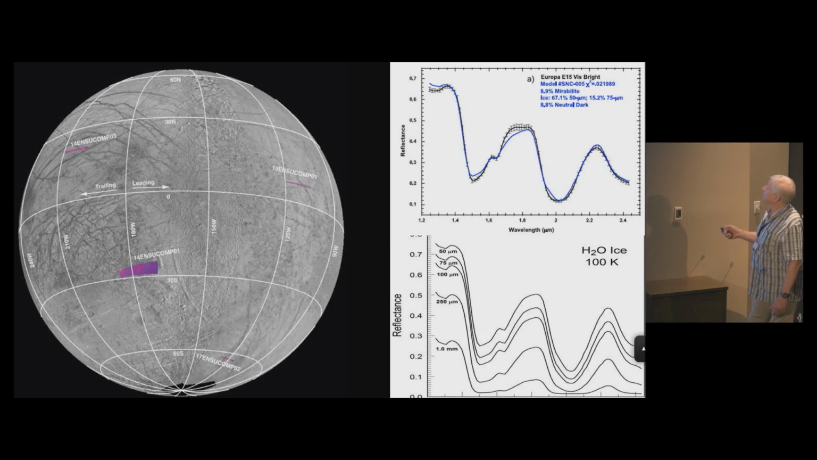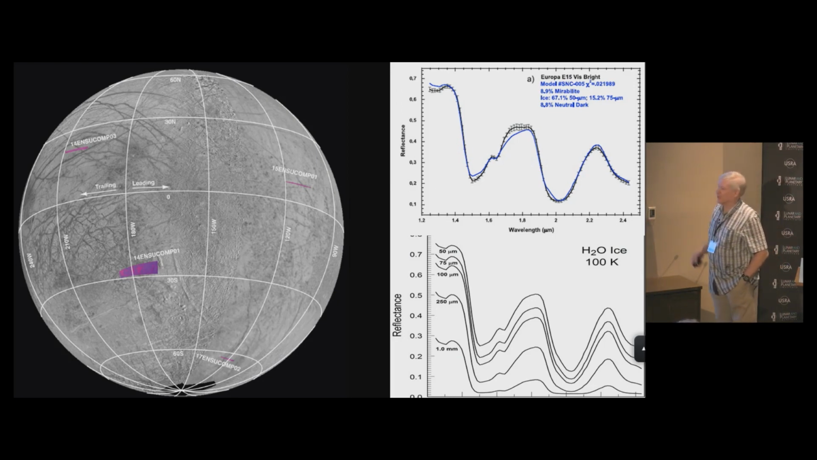This is a fit that Brad Dalton produced for the leading side. This is 100 west and 5 or 10 above the equator, and we get 83% water ice abundance. The model is returning 67% 50 micron and 15% 75 micron water ice. There's a minor salt, mirabilite, component to this, and I put here again our reference spectra for water ice, and you can see they really agree pretty well.